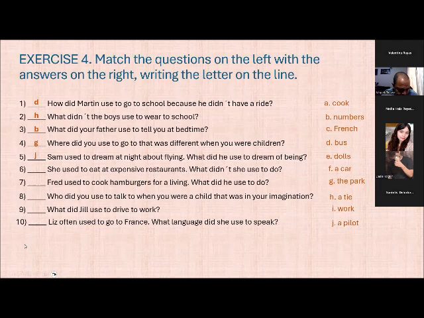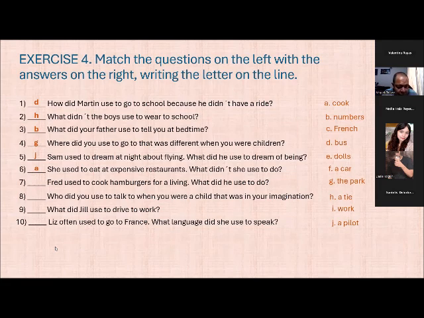It would be A. Yes. The question is: she used to eat at expensive restaurants. What didn't she used to do? Letter A. Okay, cook.